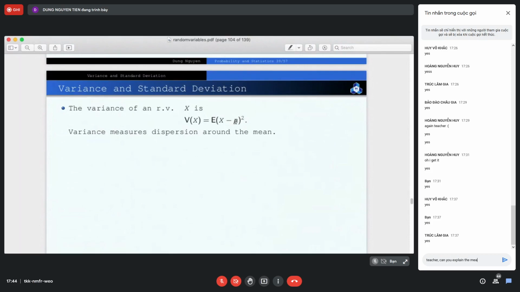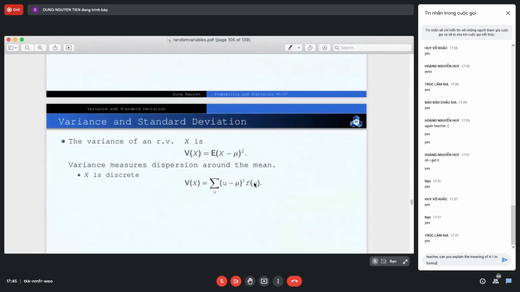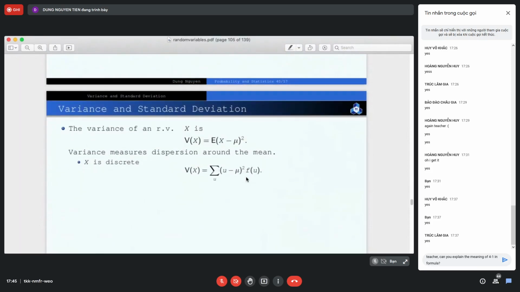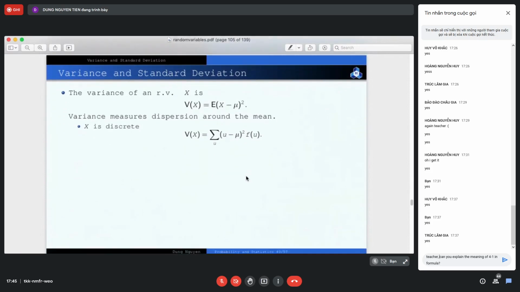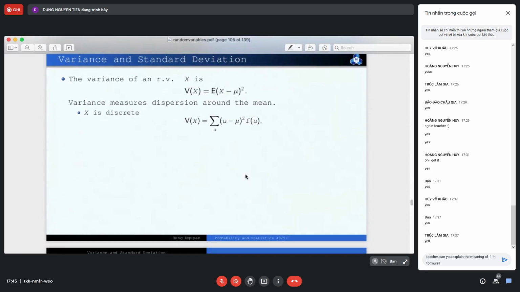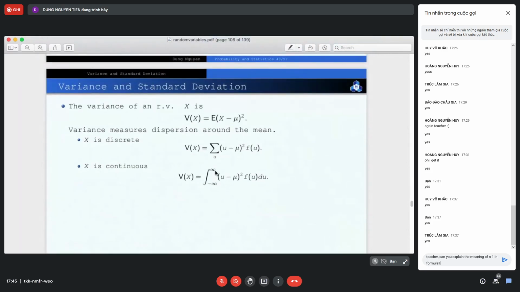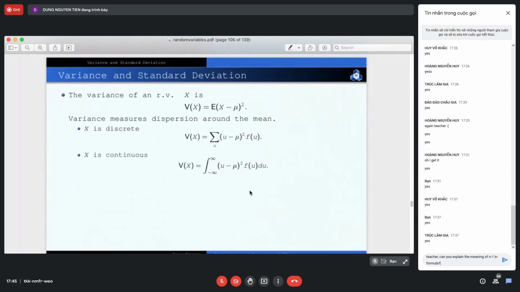If x is a discrete random variable, then the mean of (x minus mu) squared is the sum of (u minus mu) squared f of u. And if x is a continuous random variable, then the variance becomes the integral from minus infinity to infinity of (u minus mu) squared f of u. Are there any questions so far?